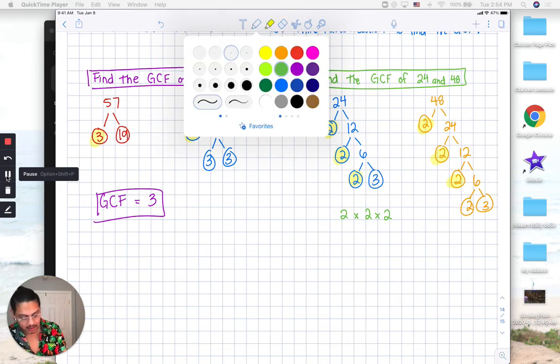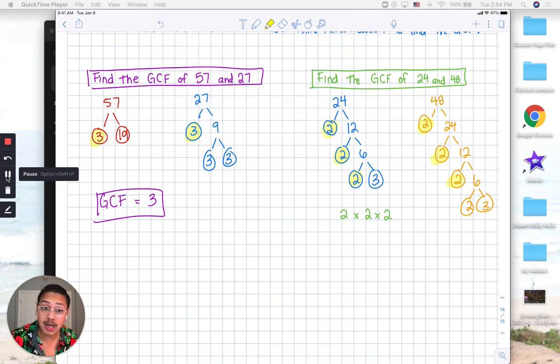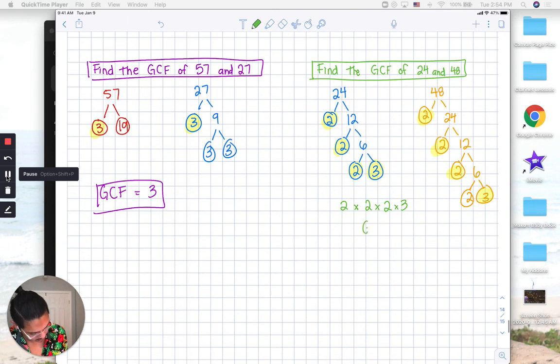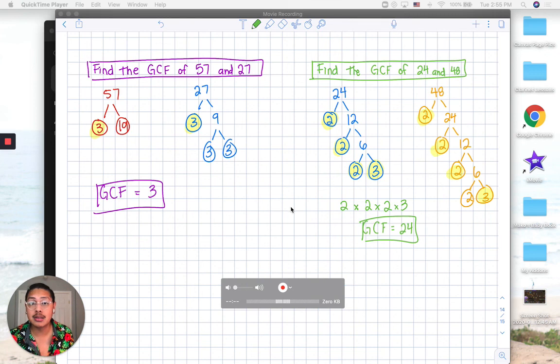But are we finished finding the things they have in common? No, we are not. There's one more thing. There's a pair of 3's. Now, because both of them have one 3, I'm going to write down a single 3. Multiply all these together, and that is your greatest common factor. 2 times 2 times 2 times 3. So 2 times 2 is 4. 4 times 2 is 8. 8 times 3 is 24. And there you have it. That's how you use prime factorization to find the greatest common factor.